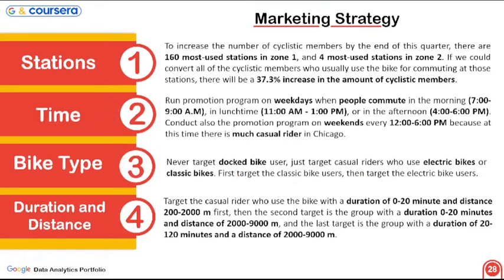Third, about the bike type. Never target docked bike users. Just target the casual riders who use the classic bike first and then the electric bike. Fourth is about duration and distance. Station keepers could ask the casual riders where they want to go. If the destination takes a duration of 0 till 20 minutes and a distance of around 200 till 2000 meters, this is a good candidate for a Cyclistic member.